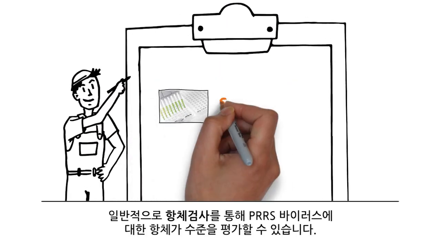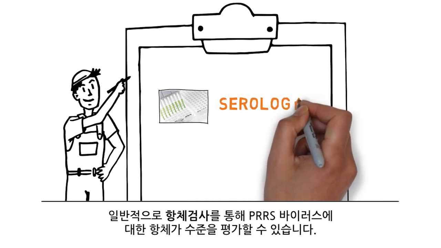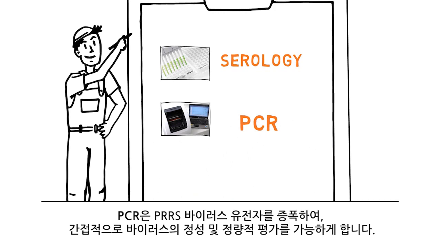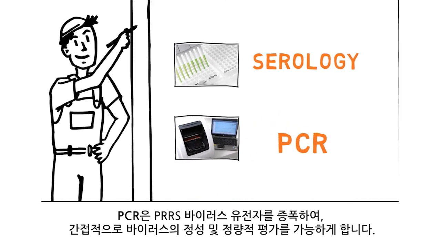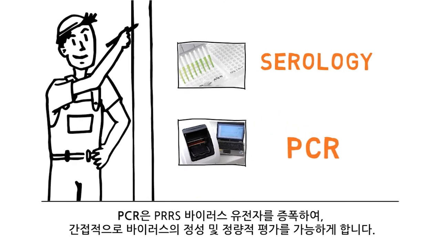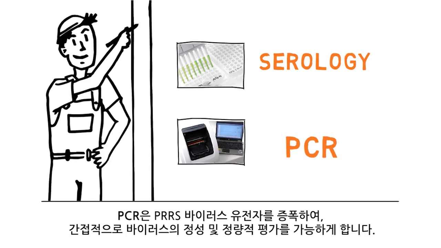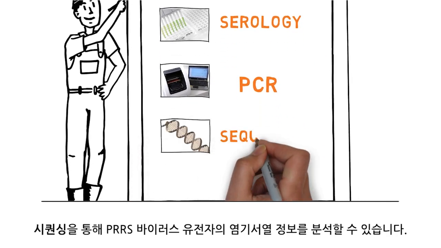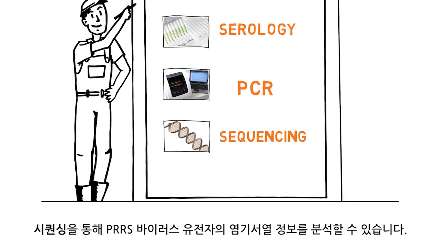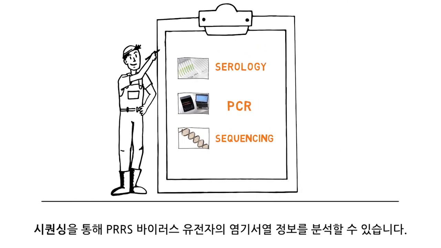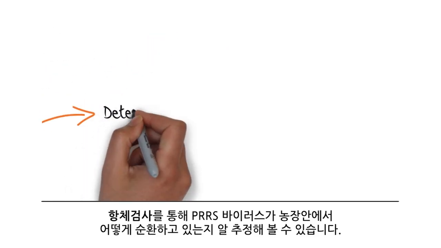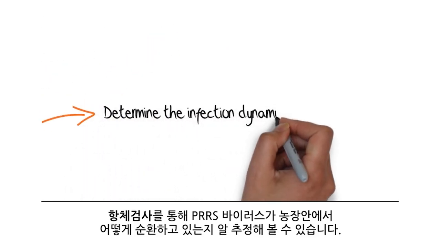In general terms, serology allows us to detect and quantify antibodies against the PRRS virus. PCR is a molecular biology technique which allows us to amplify the viral genome and indirectly determine its presence and quantify it. Sequencing is a technique which aims to determine the order of nucleotides in a fragment of genetic material of PRRS virus.